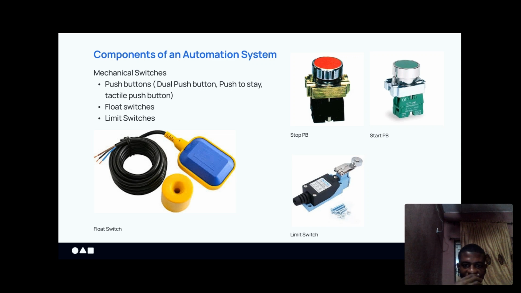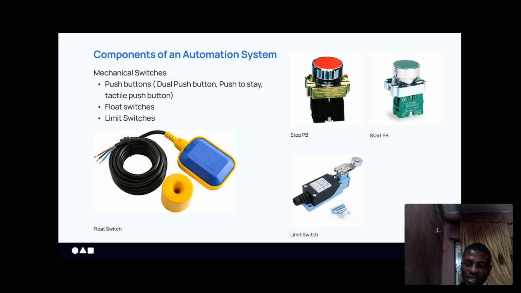And then another concept that you need to understand in automation is the concept of relay logic. So in relay logic we have normally close and normally open. So normally close is like your light switch when it's on permanently. For example, this stop push button is a normally closed switch. It's always closed, but when you press it, it becomes open.